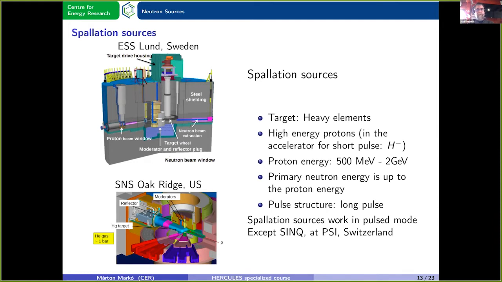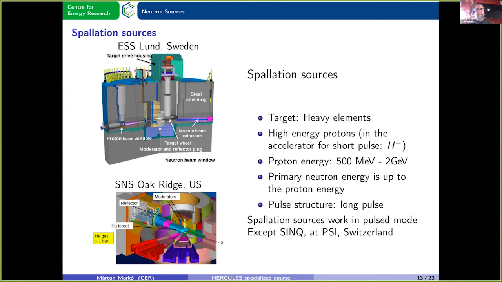The target of ESS is tungsten. Here it's liquid mercury. They both use protons, but the SNS accelerator uses hydrogen negative ions. I will tell you why. And they have roughly the same proton energy.